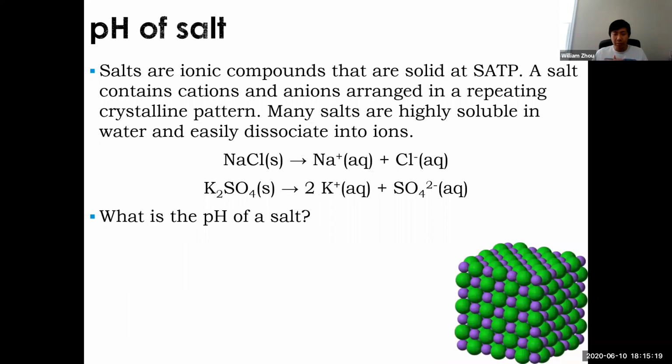All right, so let's start with the pH of salt. Salt is a class of compounds. If you're ionic and you can dissolve, you're a salt. If you dissolve, you will dissociate into your ions. For example, sodium chloride solid will dissociate into sodium plus and chloride minus. Another example, potassium sulfate. If you drop that in water, it dissolves into potassium ions and sulfate ions.